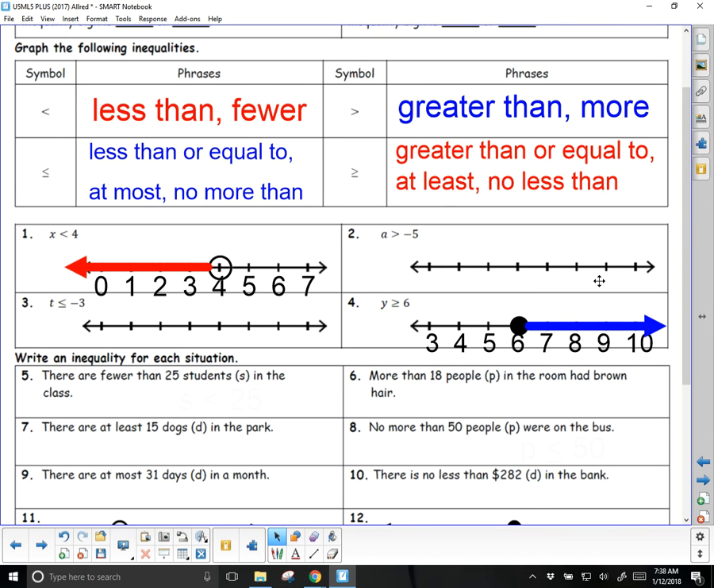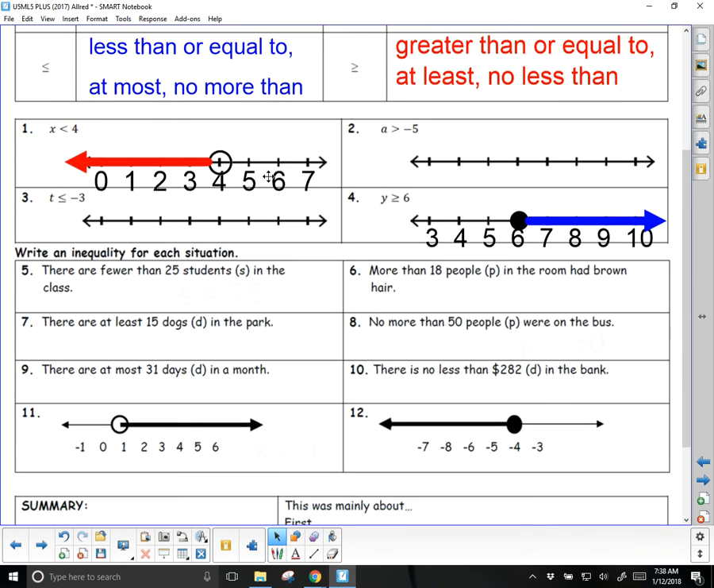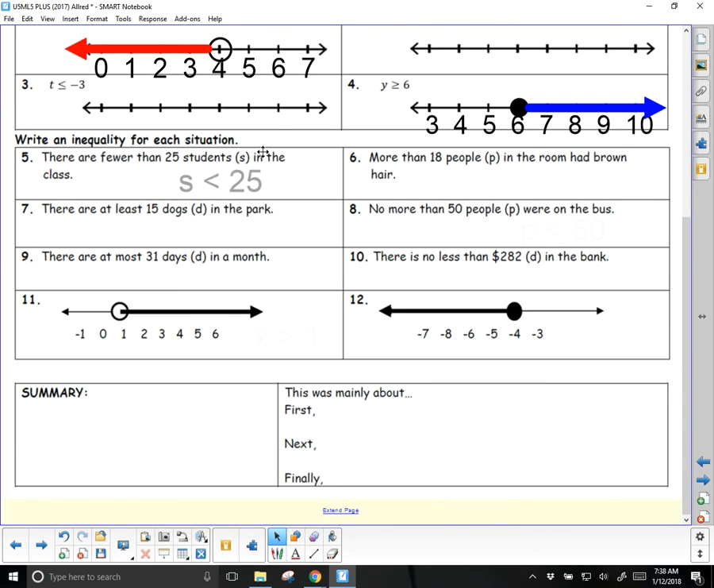For numbers 5 through 12, I'm asking you to actually write an inequality. I'll show you what I mean for a couple examples, and then, of course, you'll do some on your own and in stations later. If I said there are fewer than 25 students in the class, fewer means less than. So I'm going to write an inequality that says S is less than 25. That works pretty good, right? That's right. It sure does.